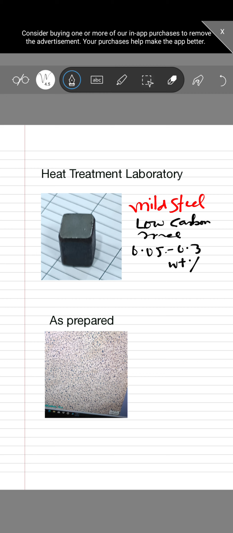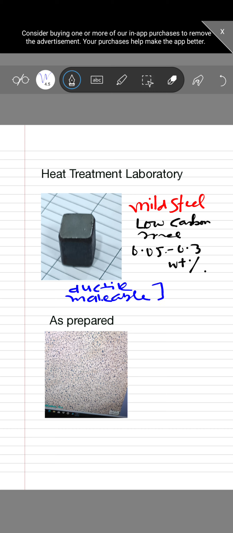Now these mild steels are ductile due to the low amount of carbon present in them. They are ductile as well as malleable. That is the reason most construction designs, manufacturing designs, as well as automobile car body parts are made of mild steel.